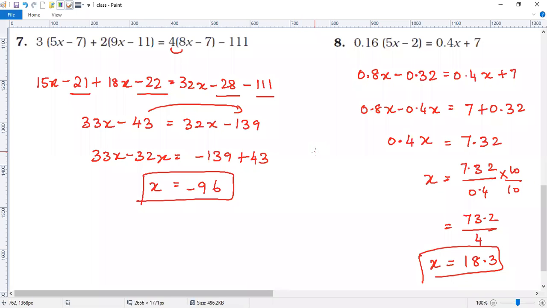So the next part of the session, we will discuss in the next class, wherein we'll be discussing the word problems correction. Okay.